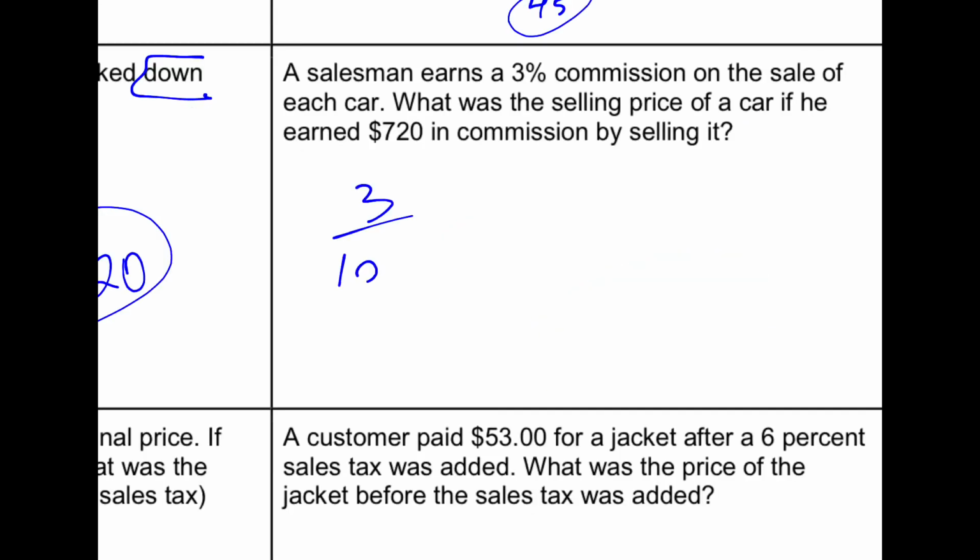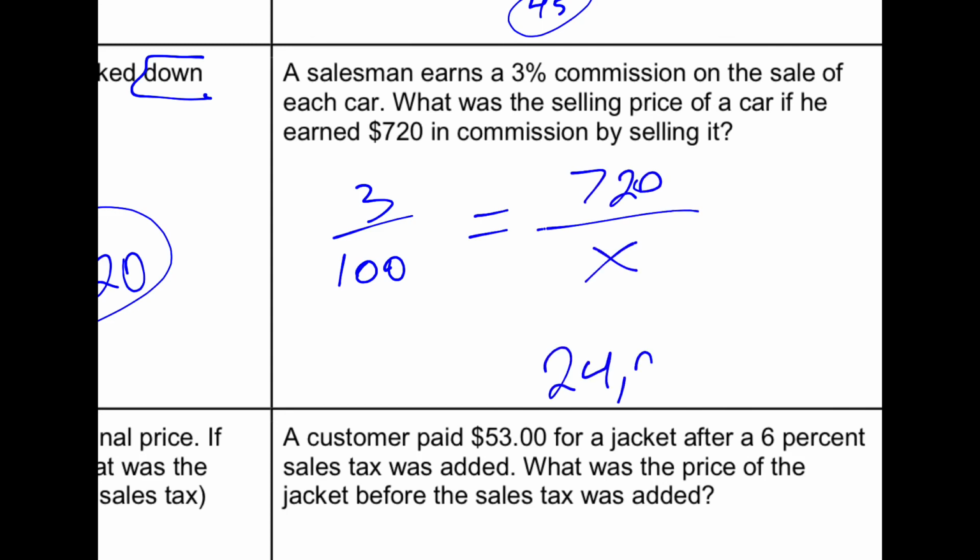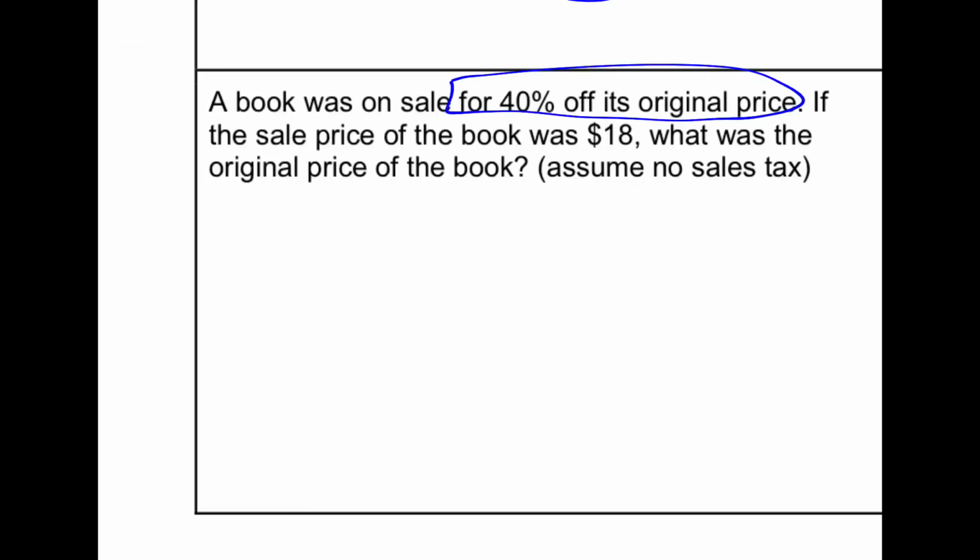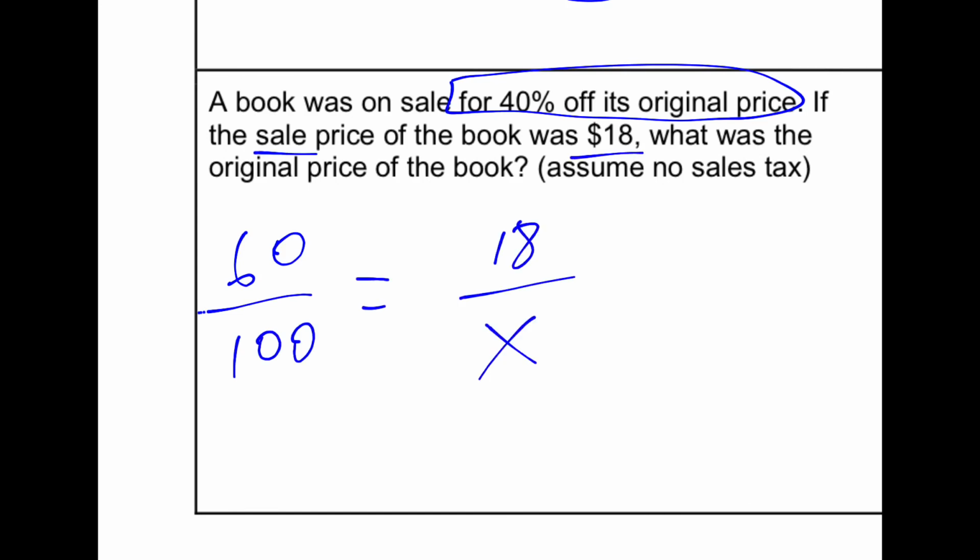3% commission is like 3 over 100, and we're going to set that up as 720 over the total price, which here is going to be 24,000. If it's 40% off its original price, that means it's 60% of its original price, and the sales price is 18, so that's on top, and the original price goes on bottom. So 100 times 18, get an answer, divide by 60, and x is equal to 30.